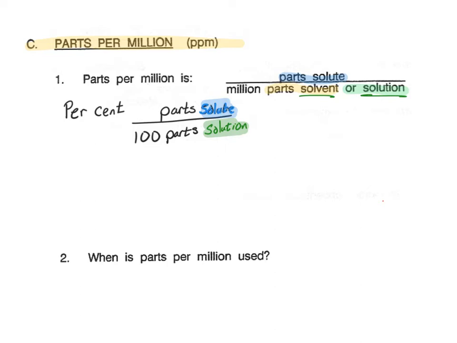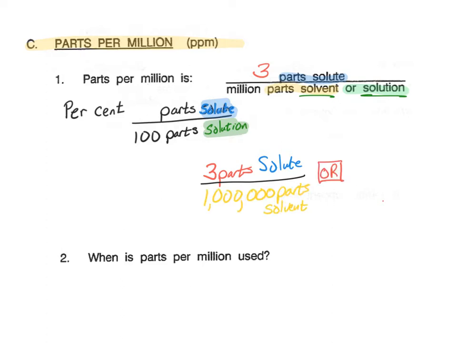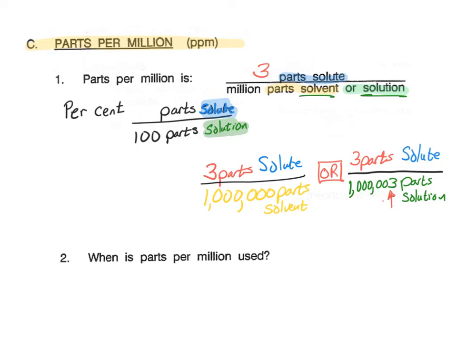So if I had something that was 3 ppm, that would tell me that I have 3 parts of solute per 1 million parts of solvent, or 3 parts of solute per 1,000,003 parts of solution. Because remember, solution is adding the solute and the solvent together. Mathematically, on our calculator, we're going to get just about the same number. So this is the only one where we don't care if you use solvent or solution on the bottom.